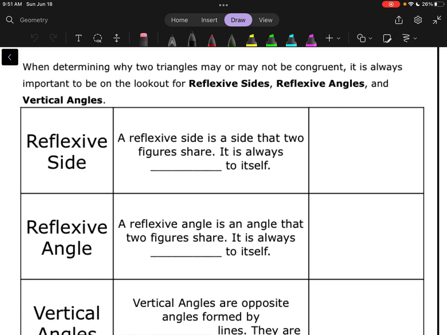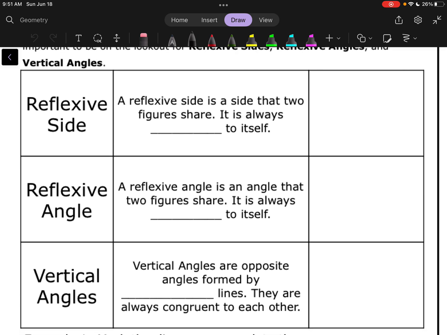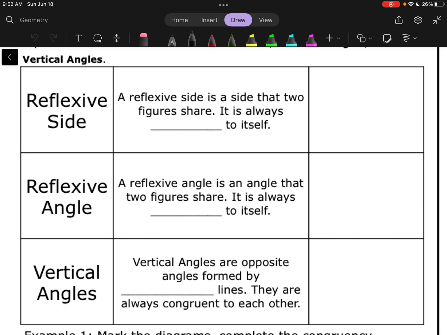So this says when determining why 2 triangles may or may not be congruent, it's always important to be on the lookout for reflexive sides, angles, and vertical angles. Now, what's a reflexive side? A reflexive side is a side that 2 figures share. It's always congruent to itself.